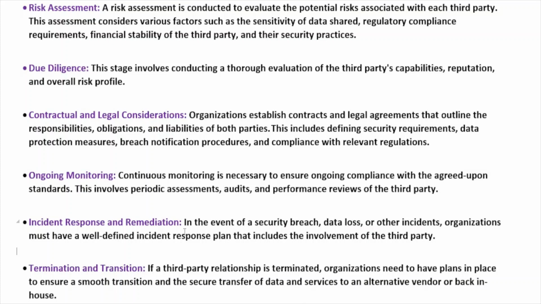So by following this third party risk management framework, the bank can effectively identify, assess, and mitigate the risk associated with its relationships with the payment processing company. And they also ensure the security and integrity of customer transactions as well. So that is all about our today's topic on third party risk management framework.